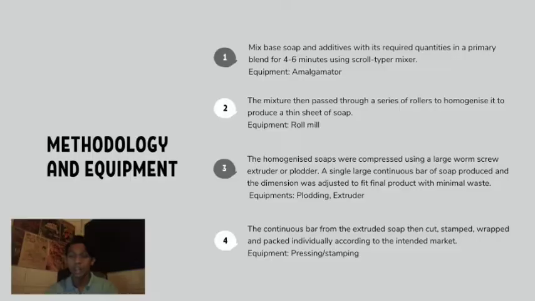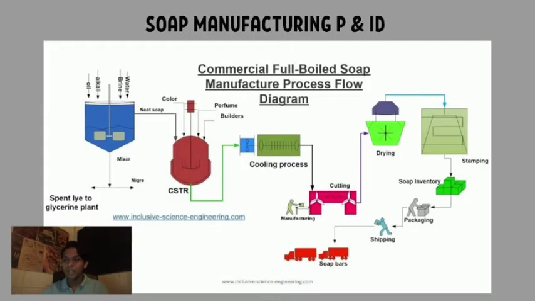and packed individually. So as we can see from the PNID of soap manufacturing, on the left side is the mixer, which is also known as the amalgamator. Mix water, brine, alkali and oil, and then the mixture is passed through to a CSTR, the roll mill. In the reactor, the mixture will also be mixed with perfume and color to give a better presentation and a better scent. Then the homogenized mixture will go through a cooling process and then be cut.